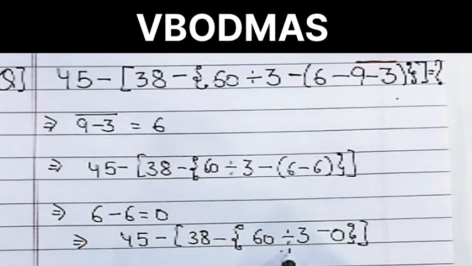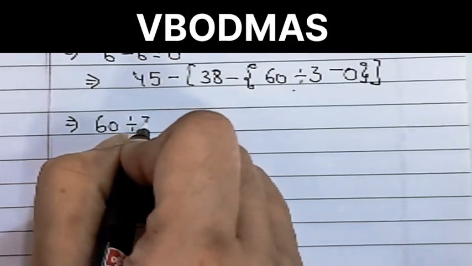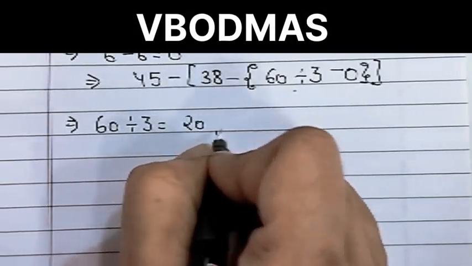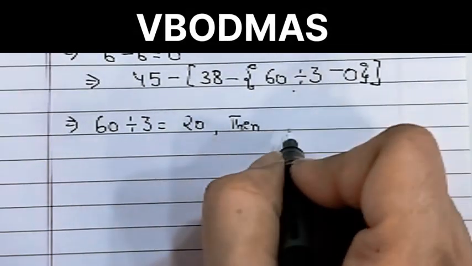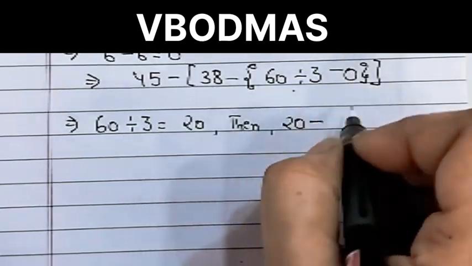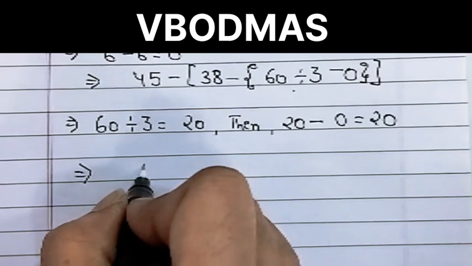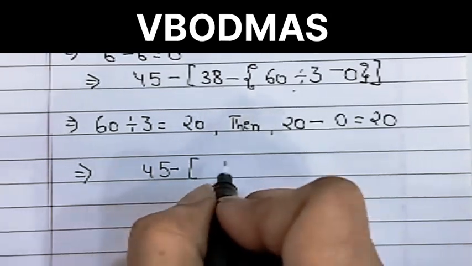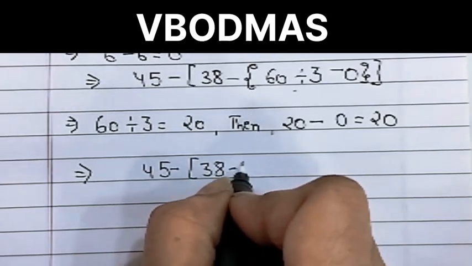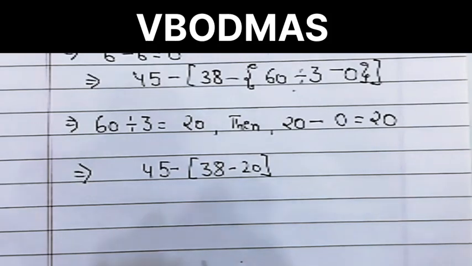Divide before subtracting inside the braces. So first 60 divided by 3 equals 20. And then after that you have to solve 20 minus 0 equals 20. Now the equation again becomes 45 minus square bracket 38 minus 20. Now the square bracket off.